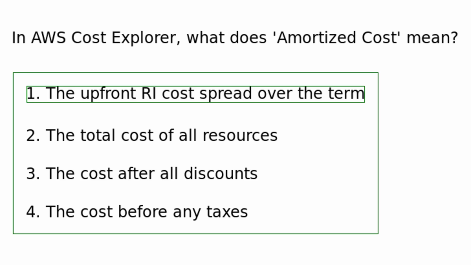Amortized cost in AWS Cost Explorer spreads the upfront cost of reserved instances evenly across each month of the term, providing a more accurate monthly cost view.